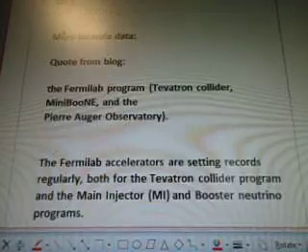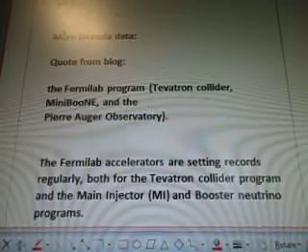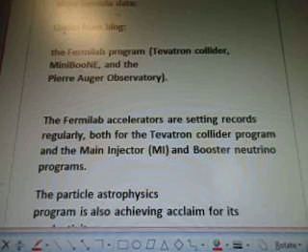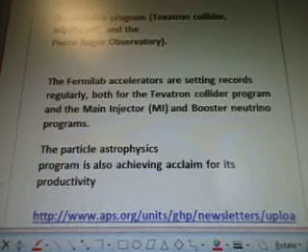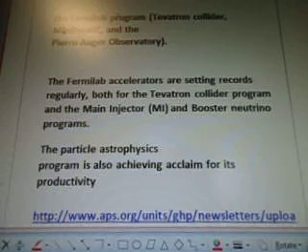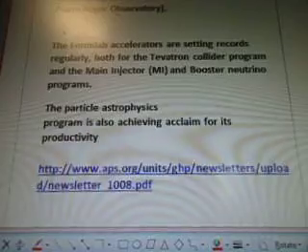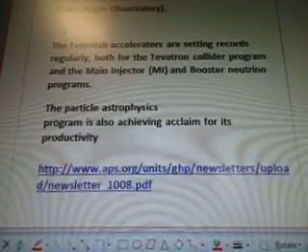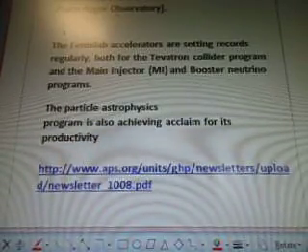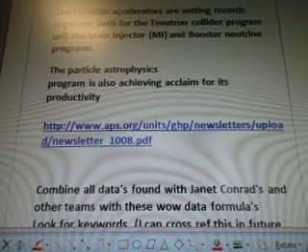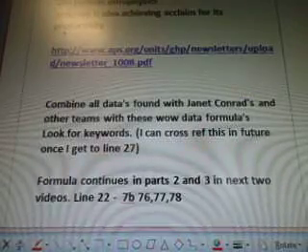More formula data. Quote from the blog: the Fermilab program, Tevatron Collider, MiniBooNE, and the Pierre Auger Observatory. The Fermilab accelerators are setting records regularly, both for the Tevatron Collider program and the main injector, MI, and booster neutrino programs. The particle astrophysics program is also achieving acclaim for its productivity. So it's www.aps.org. So you want to look at that.